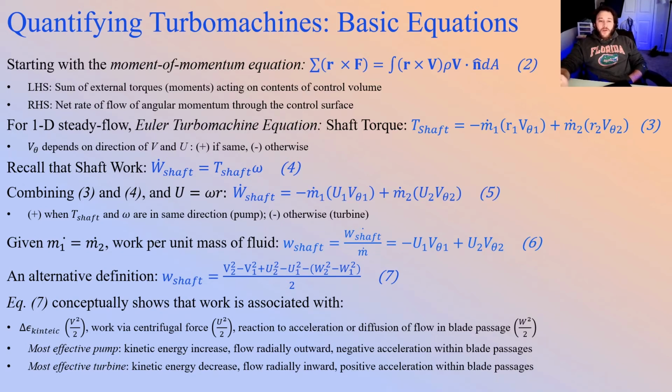There's also an alternative definition, which has the terms U, V, and W. And this conceptually shows that the work is associated with the change in kinetic energy, centrifugal force, and the reaction to acceleration or diffusion of flow in the blade passage. We can also see from this that the most effective pump will have a kinetic energy increase, flow radially outward, and have a negative acceleration within the blade passage, whereas the most effective turbine will have a kinetic energy decrease, flow radially inward, and have positive acceleration within the blade passages.